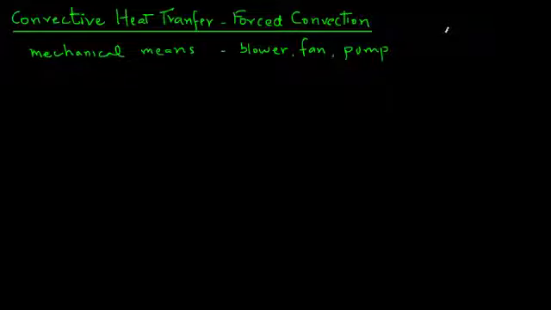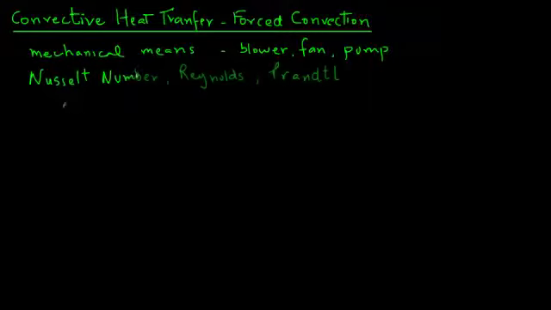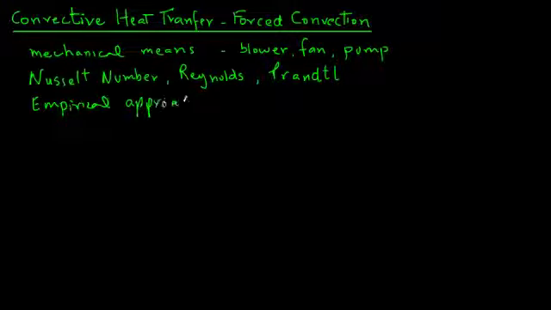Well, the formulas that are used in calculating convective heat transfer in case of forced convection involve Nusselt number, Reynolds number, and Prandtl number. And these numbers appear because we are going to use an empirical approach, that is, an approach based on experimental data. In the empirical approach, the experimental data is condensed into mathematical expressions that involve these dimensionless numbers.